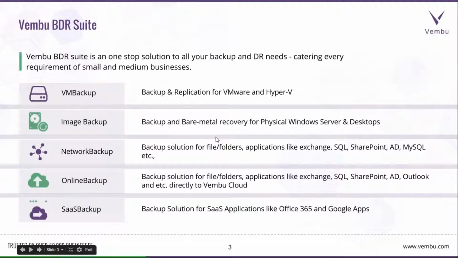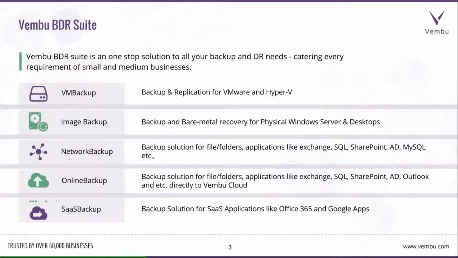Vembu Media Suite is a one-stop solution for all your backup and disaster recovery needs, and it's designed to meet the requirements of small and medium businesses. It has a collection of products bundled into it. Vembu VM Backup is a product that helps you perform backup and replication of VMware and HyperV, whereas Vembu Image Backup helps you perform backup and bare metal recovery of physical Windows servers and desktops. Vembu Network Backup helps you do granular file and folder level backups and also application level backups for applications like Exchange, SQL, SharePoint, Active Directory, MySQL, etc.